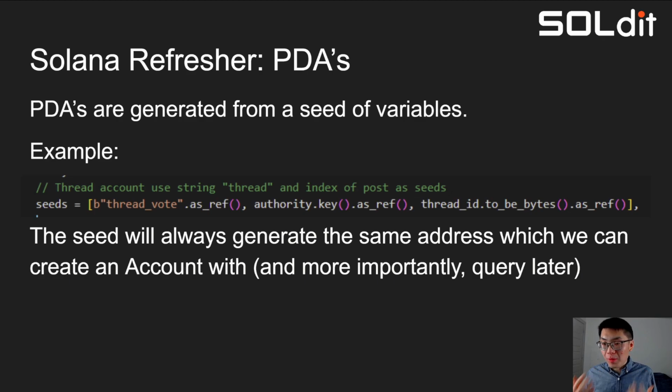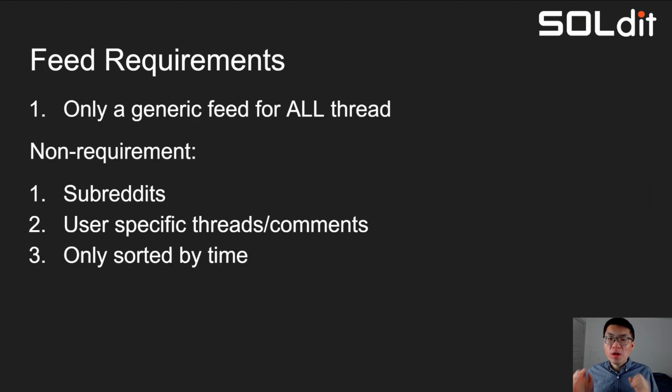So if you want to learn more about PDAs, I made some videos a while back, so check out my playlist for all of that information. But now that we have a quick refresher, let's actually get to the meat of this video. So what are the requirements that we have for creating a feed? The only real requirement here is we want to create a generic feed for all threads. We're not going to worry about subreddits. We're not going to worry about any user specific thread or comments. You know how you might be able to look up a user on Reddit and see all of their posts and comments that they've made. We're not gonna worry about this for this tutorial at least.